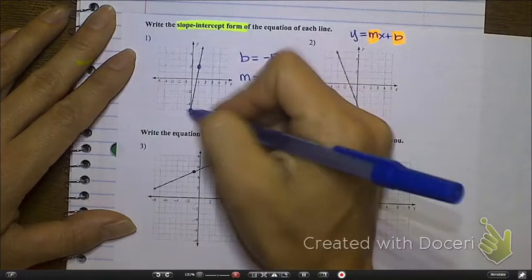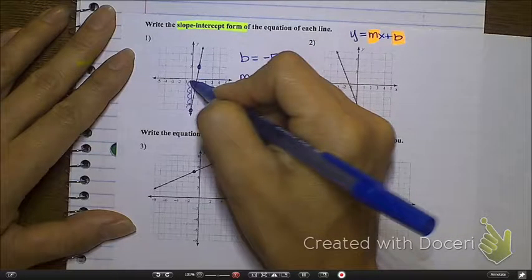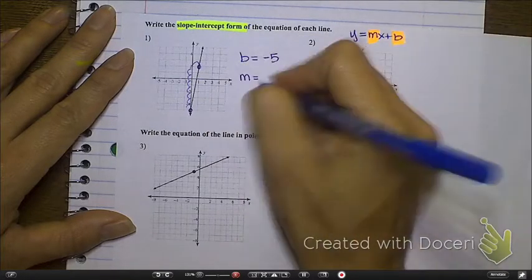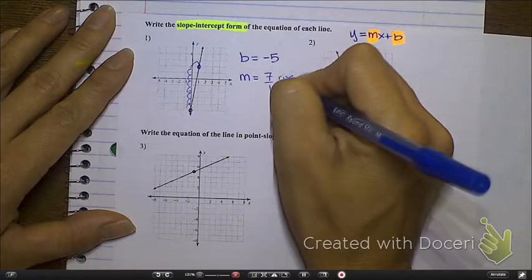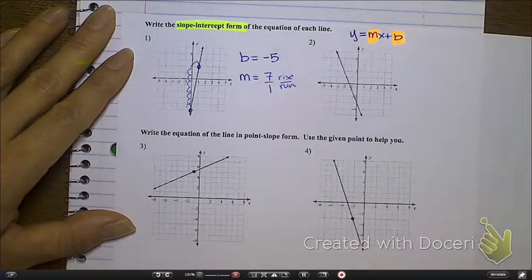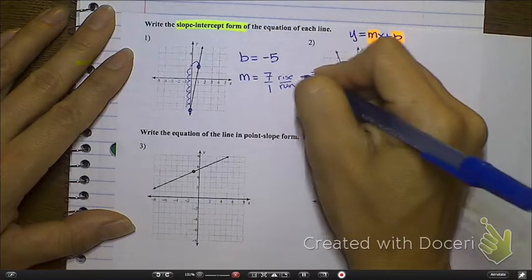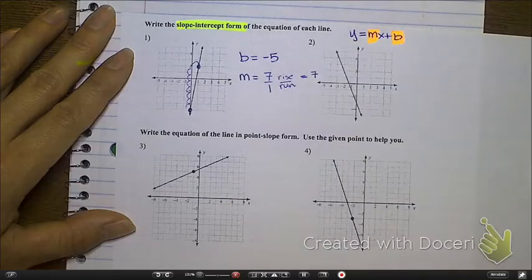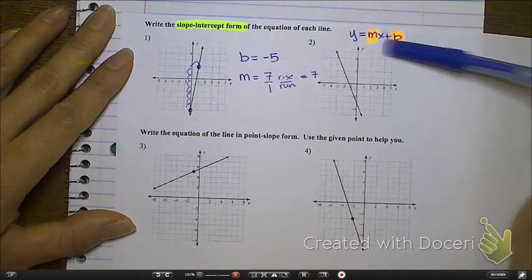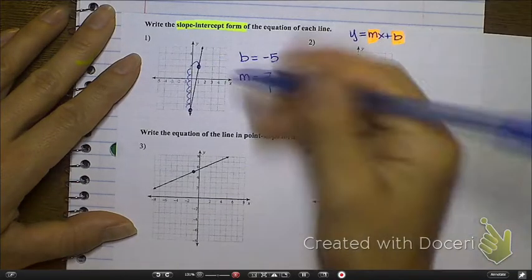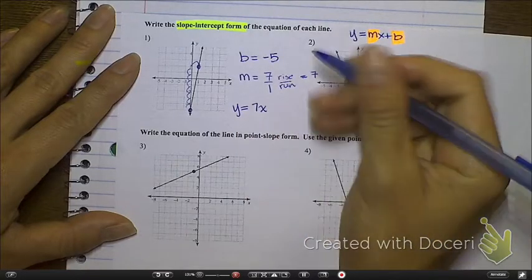So what is my slope between these 2 points? Well, what's your rise? 7. Okay, and what's your run? 1. Okay, so we're just finding the rise and the run when we're finding our slope. Now, this 7 over 1 really reduces to what? 7. I want to write it in its reduced form. Okay, so now all I have to do is put these two things into the equation right here. So I'm going to get y equals 7x plus -5.